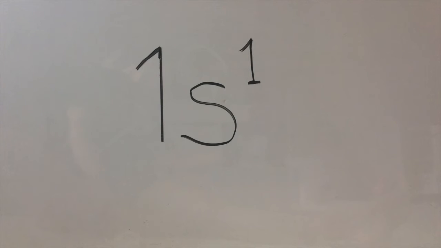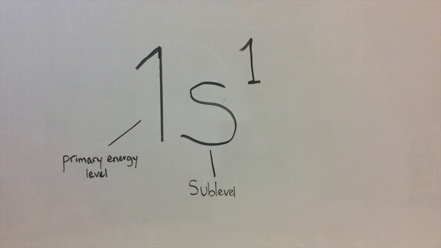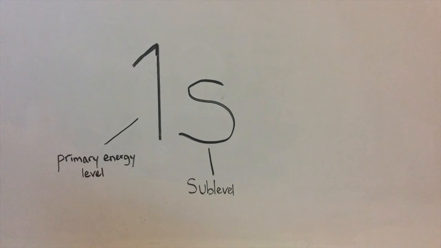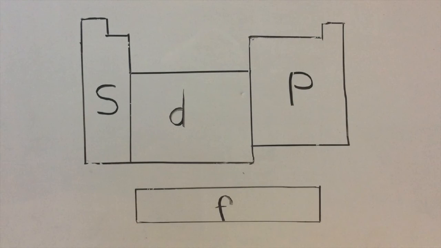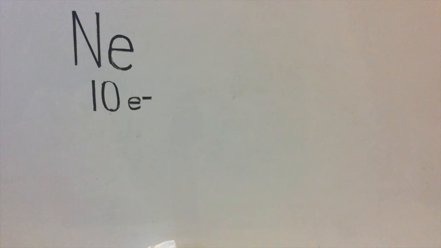The first number is the primary energy level. The letter is the sublevel. The subscript is the number of electrons in the sublevel. The sublevels also correspond to blocks on the periodic table. Neon is a noble gas, meaning all electrons are filled.